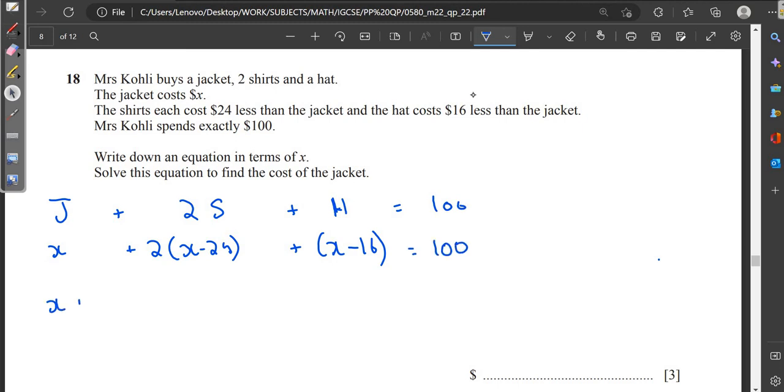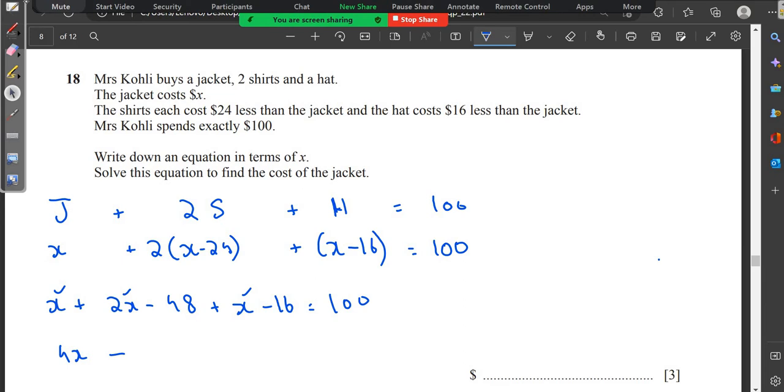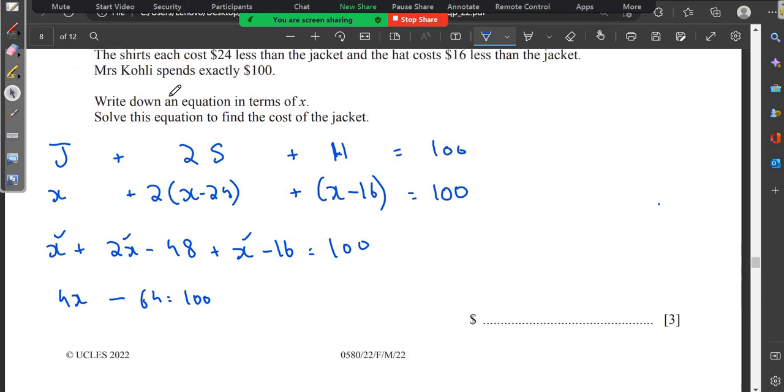So X plus, just expanded, 2X minus 2 multiplied by 24 is 48, plus X minus 16 is equal to 100. Just write all the x's together. X plus 2x plus x is 4x, and minus 48 minus 16 is minus 64, is equal to 100. Okay. Now this becomes 4x is equal to 100 plus 64. 4x is equal to 164.